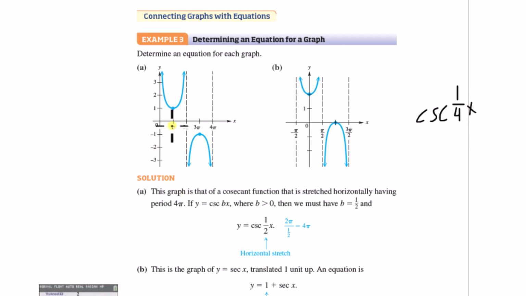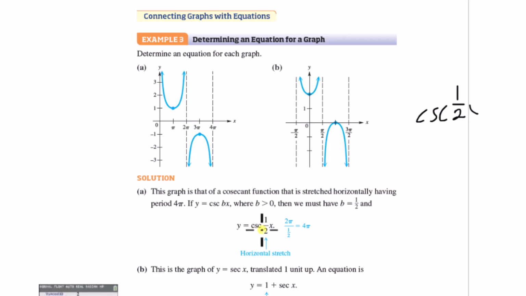Now, it hasn't been shifted. What about scaling? I guess we have to plug in some points to see. Or no, not 1/4. It's scaled by 2. It went from 2 pi to 4 pi. So let's see what they put. Just cosecant 1/2 x. They didn't scale it vertically.